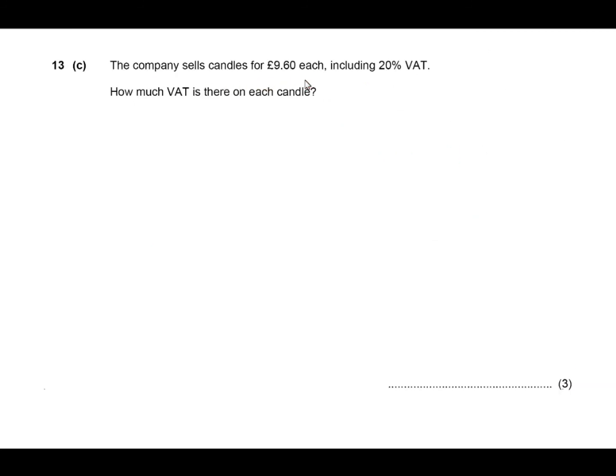The company sells candles at £9.60 each, including 20% VAT. So this is the price after we've added 20%. How much VAT is there on a candle? So whatever the original price of the candle is, we've added 20% to get this £9.60. So this is working out the original amount after a percentage change.